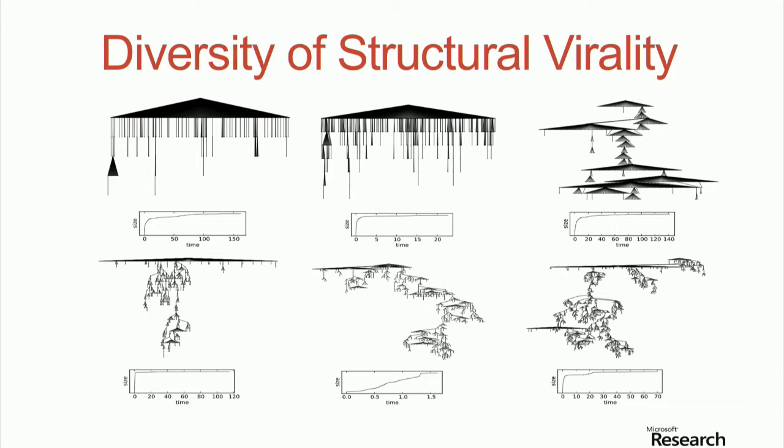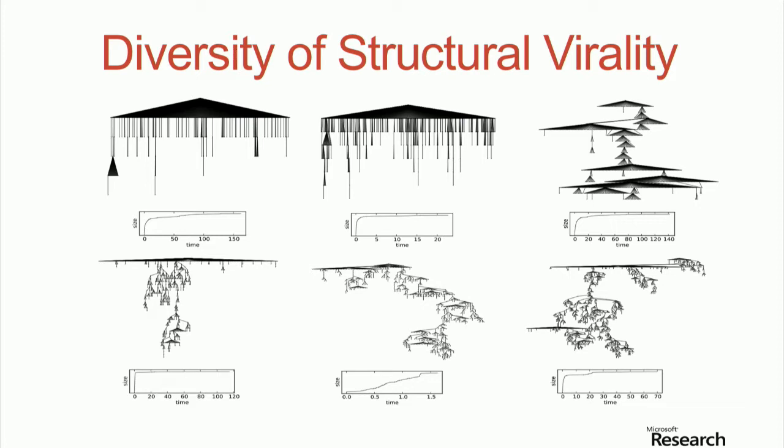And then as you go from left to right and top to bottom, and I should just note here, all of these cascades have approximately the same number of nodes in them, right? So they're all about the same popularity. They all have about the same number of retweets.